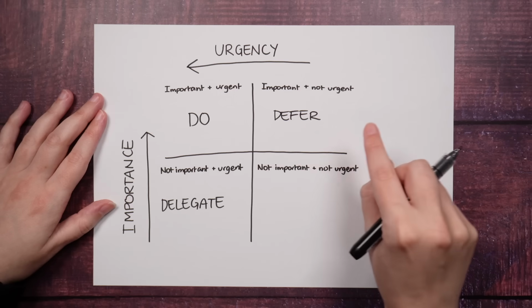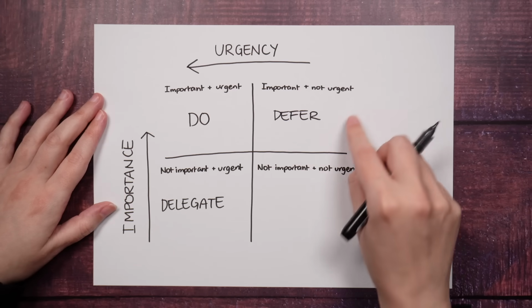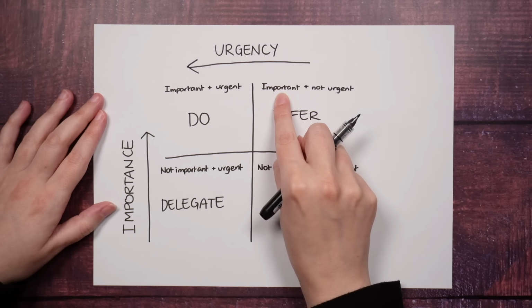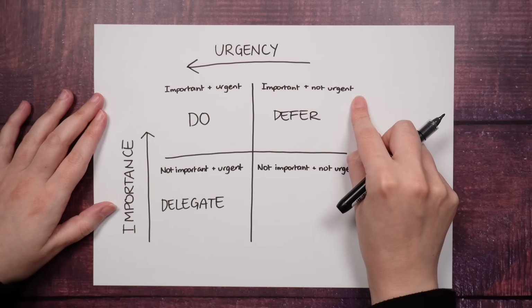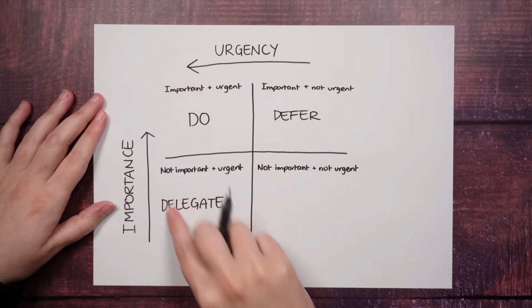This category is for scheduling. This is for setting aside a time on your calendar for when those things are going to get done. They are important to us. We want to get them done, but they just don't have that really pressing deadline, so they often get sacrificed in order to do the stuff in this section over here.